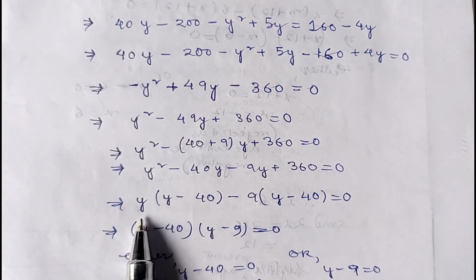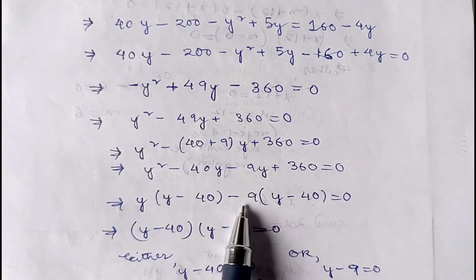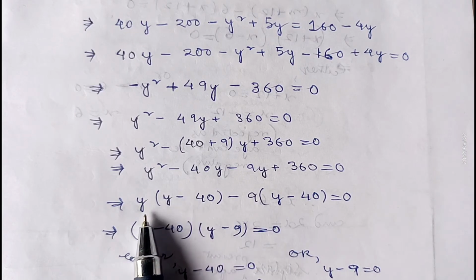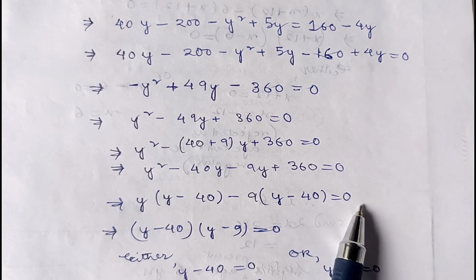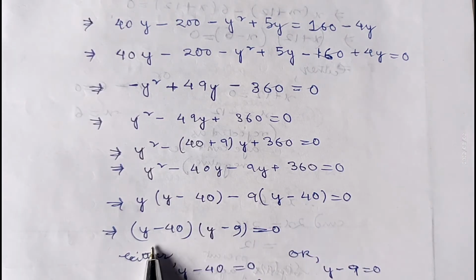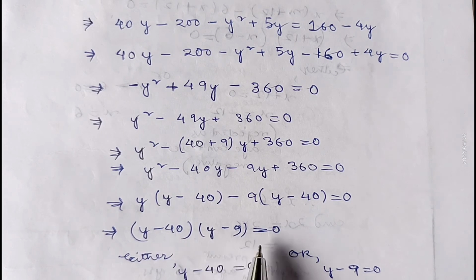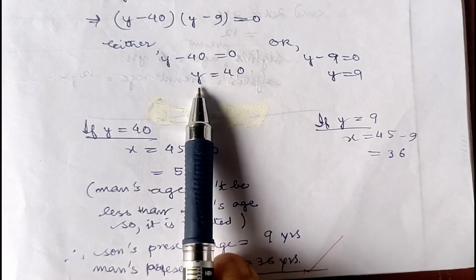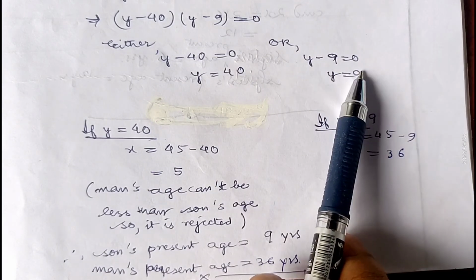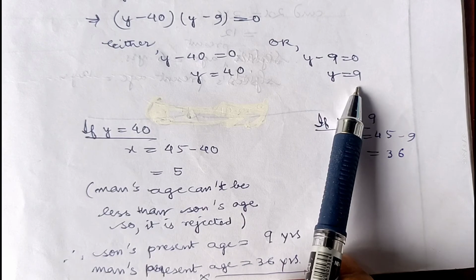From first two I have taken y common. From last two you can take minus 9 common. So we are going to get y minus 40 minus 9 into y minus 40 equals to 0. Again y minus 40 can be taken common. So we are left with y minus 9. So y minus 40 into y minus 9 equals to 0. So either y minus 40 equals to 0, which gives y equal to 40, or y minus 9 equals to 0, so y equals to 9.